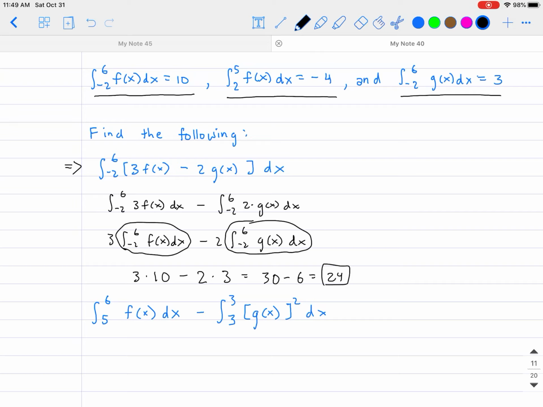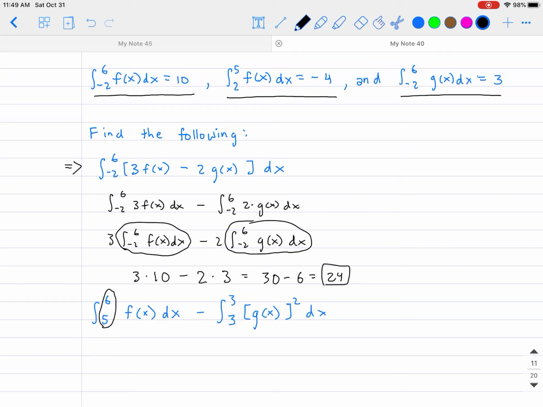Okay, let's look at the second one right here. Same idea. The area under the curve from 5 to 6 is a little bit different, because we don't have a 5 for a lower bound of f of x, and also for g of x squared from 3 to 3.